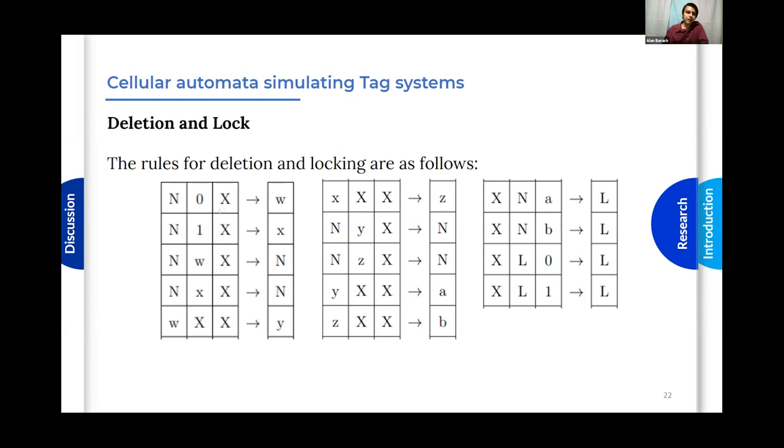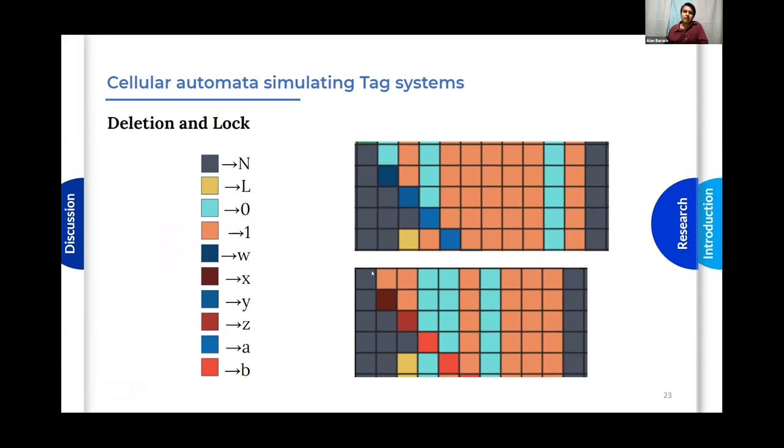the initial string. And the upper X is for any symbol. And we have these rules. And as an example, we have these two simulations that we made. We can see how the initial string works, how the deletion works in this extreme. We have that every symbol is followed by the last one for the deletion, and then this leaves the L symbol for locking this side of the string.